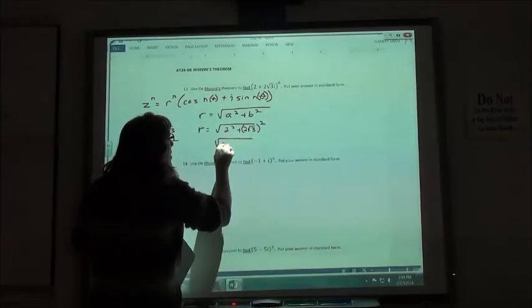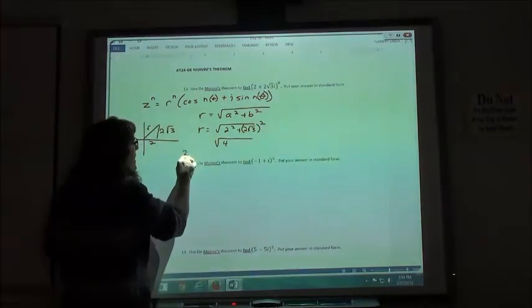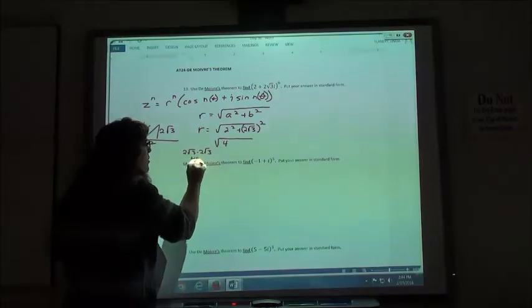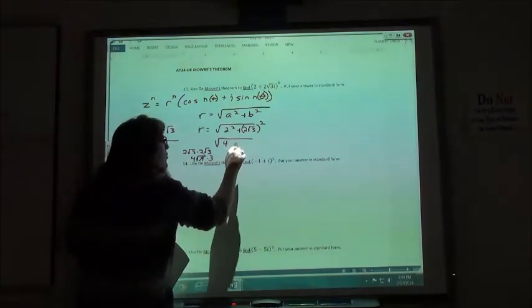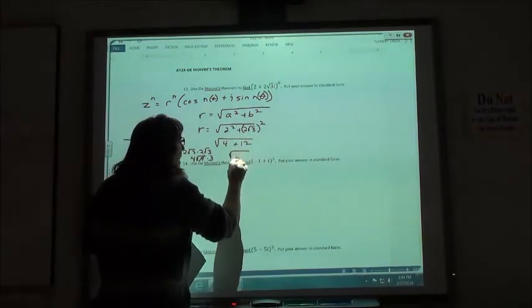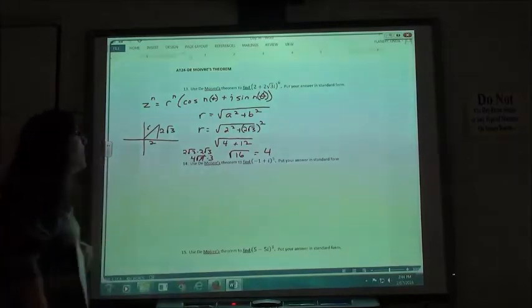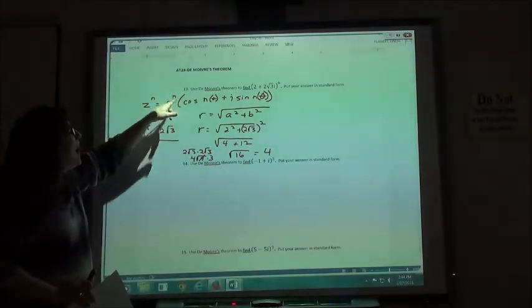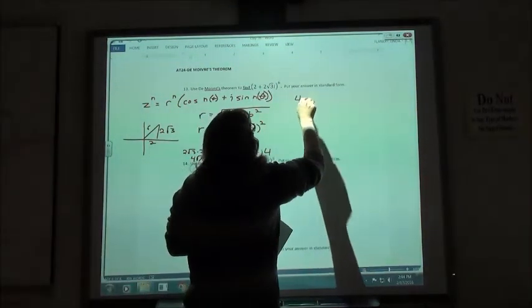So 2 squared is 4. 2 square root of 3, if I'm squaring that, I'm taking 2 square root of 3 times 2 square root of 3, which is 4 square root of 9. That would make that 4 times 3, so that would give me 12. I end up with the square root of 16, which is 4. So I'm going to have a 4 to the 6th power, because this was to the 6th power. So I'm going to have 4 to the 6th.